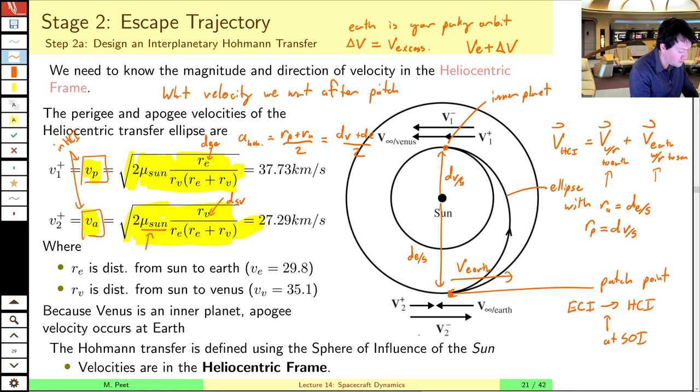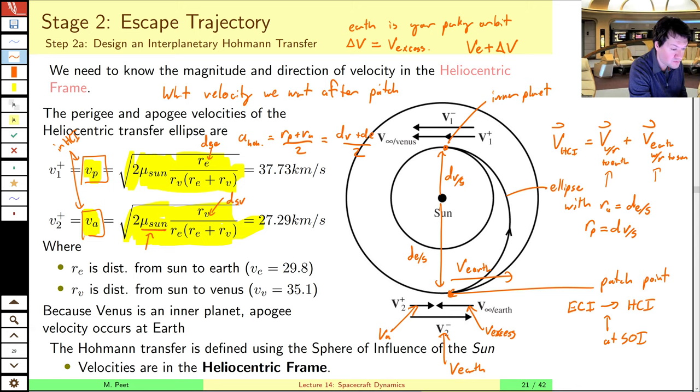Is our V apogee. And this V infinity Earth is our excess velocity, after we've left the sphere of influence of the Earth, right? And this is the velocity of the Earth. So we're just applying this formula here, right?